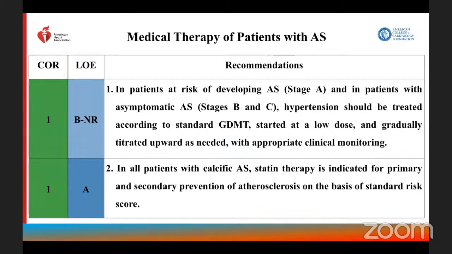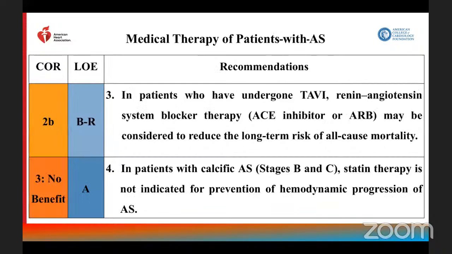In all patients with calcific aortic stenosis, statin therapy is indicated for primary and secondary prevention of atherosclerosis on the basis of standard risk score. It's a class 1A. In patients who have undergone TAVI, ACE inhibitors and ARBs may be considered to reduce the long-term risk of all-cause mortality. It's a class 2B B. And in patients with calcific aortic stenosis, statin therapy is not indicated for prevention of hemodynamic progression of aortic stenosis. It has no benefit.